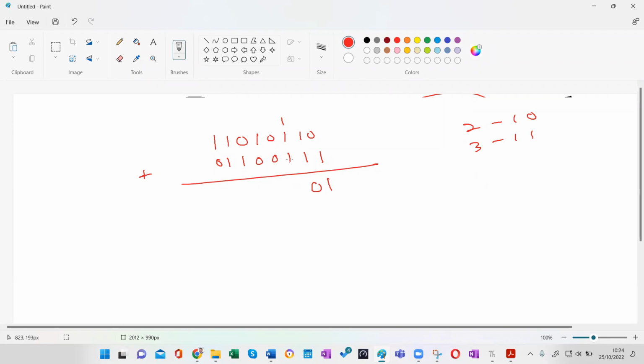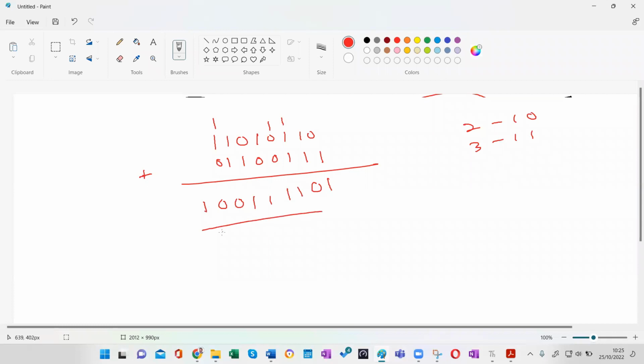1 plus 1 plus 1 is 3. That is 1, 1. So you keep 1 there and take the carry bit to the other side, 1. 1 plus 0 is 1. 1 plus 0 is 1. 0 plus 1 is 1. 1 plus 1 is 2. So you keep 0 again, take the bit to the other side. 1 plus 1 is 2. So you keep 0 and take the 1 to the other side.